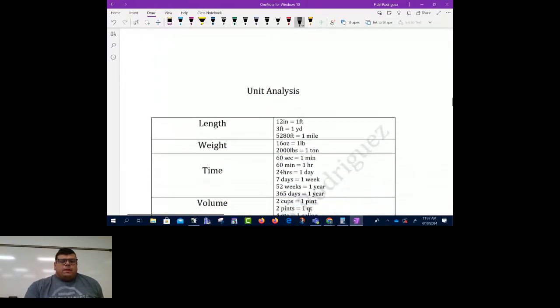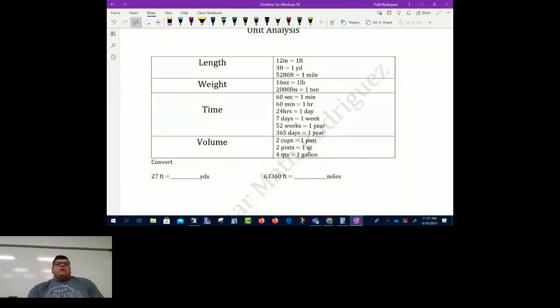Okay. All right, guys. The next part we have here is something called unit analysis. Unit analysis is talking about conversions. The idea in conversions is we're trying to figure out, like, there's 12 inches in a foot, there's 3 feet in a yard, there's 5,280 feet in a mile.